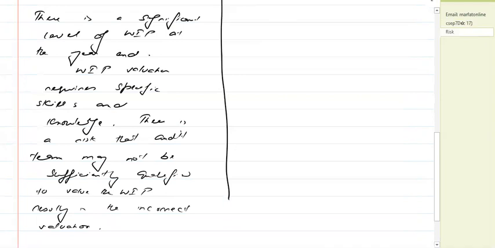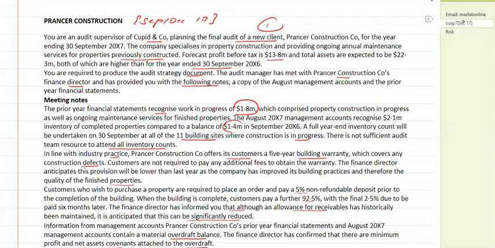Now, you see that they said the prior year financial statement recognized work in progress, which comprised property construction in progress. So properties, a big thing to construct. They're not a small thing. So that required, like in order to understand that, okay, this property, this is this much completed and how it should be valued, there's a proper technique for that.